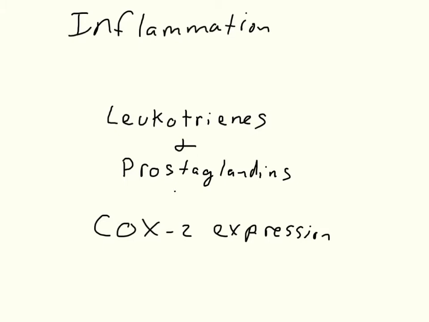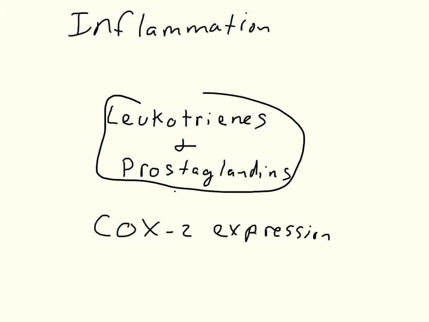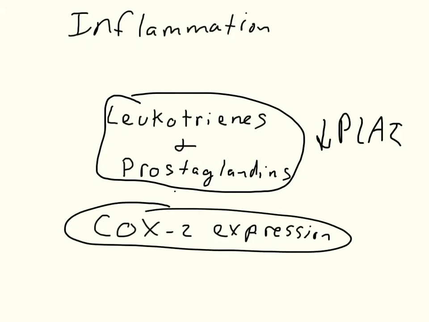The first thing you're going to see is a decrease in leukotrienes and prostaglandins, and this is by decreasing the activity of PLA2. And the other thing you're going to see is a decreased expression of cyclooxygenase 2. These things work together to decrease any type of inflammation or inflammatory response. However, the amount of decreased inflammation you see is going to be directly related to the amount of glucocorticoids secreted.